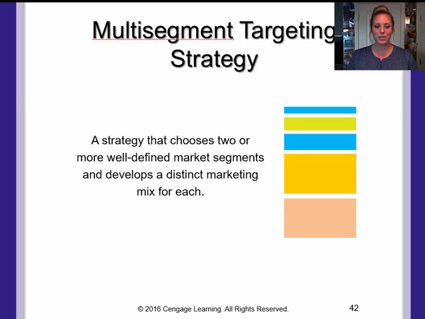A firm that chooses to serve two or more well-defined market segments and develops a distinct marketing mix for each has a multi-segmenting strategy. For example, Procter & Gamble offers 18 different laundry detergents, each targeting a different segment of the market.